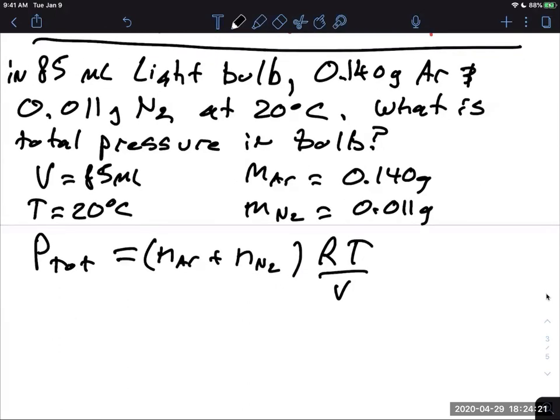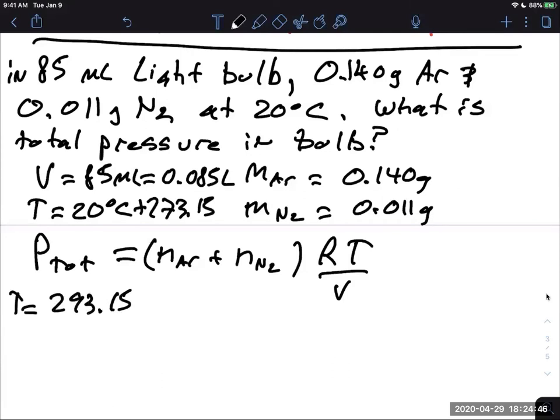Are the units okay? Can I just use 85 milliliters? No, I want to change that to liters. I'm going to divide by 1,000 and get 0.085 liters. And then the temperature, I want to add 273.15, so temperature will then be 293.15, accurate to the ones place. The volume would be 0.085 liters. I still need to find the moles of argon and the moles of nitrogen, so that's a little work too.